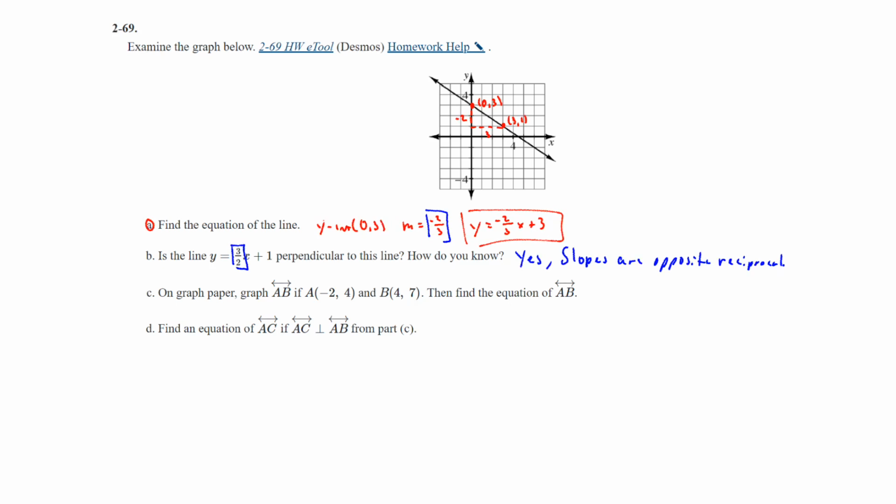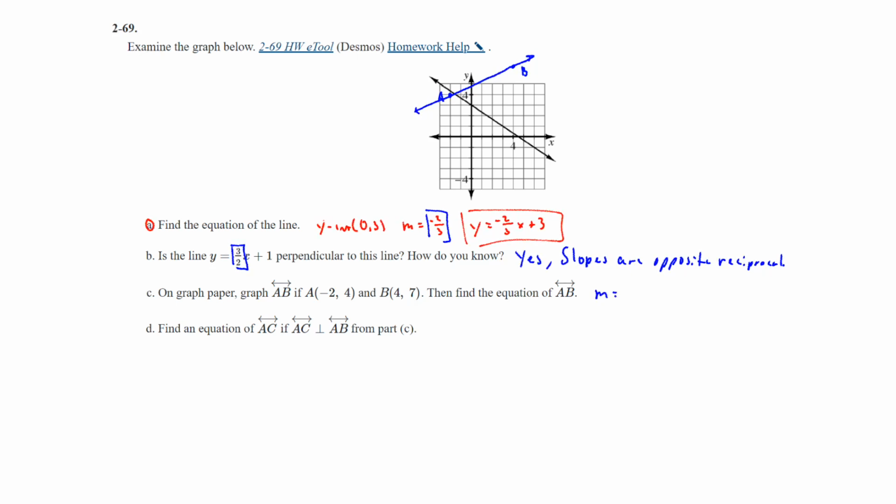Part C, on the graph paper, graph line AB. Let me erase what we have up here. I'm going to have to use this one. If A is at -2, 4, so that's right here, and B is at 4, 7, 1, 2, 3, 4, 5, 6, 7, so it's a little bit off here, but we'll make it work. Then find the equation of line AB. So we're looking for the equation of this line. With this one, because I don't know exactly where things are happening on the graph, I'm going to go ahead and just use the information.